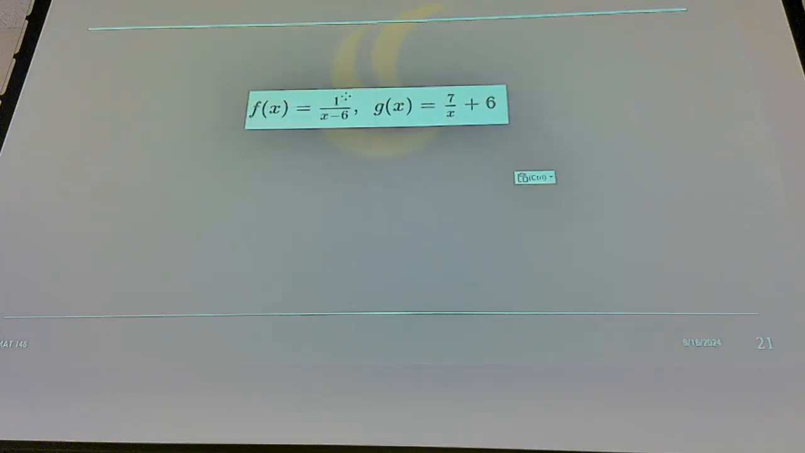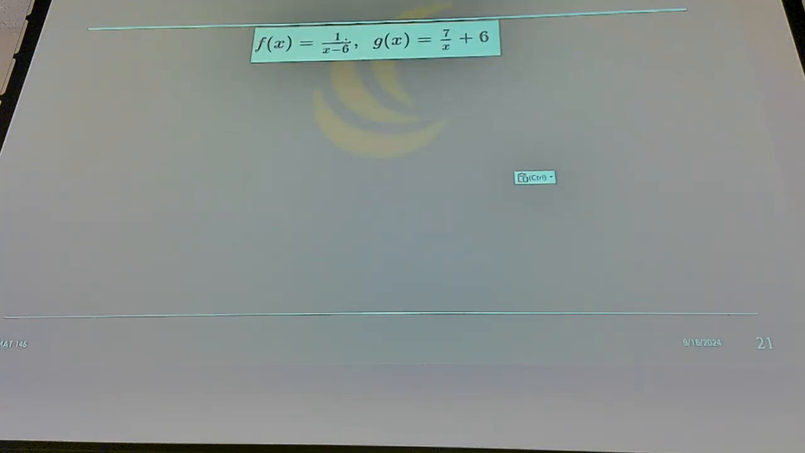So here we're given f and g. I'm not going to worry about finding the composition, just the domain. So let's find the domain of f of g and g of f without actually finding the formula for them.